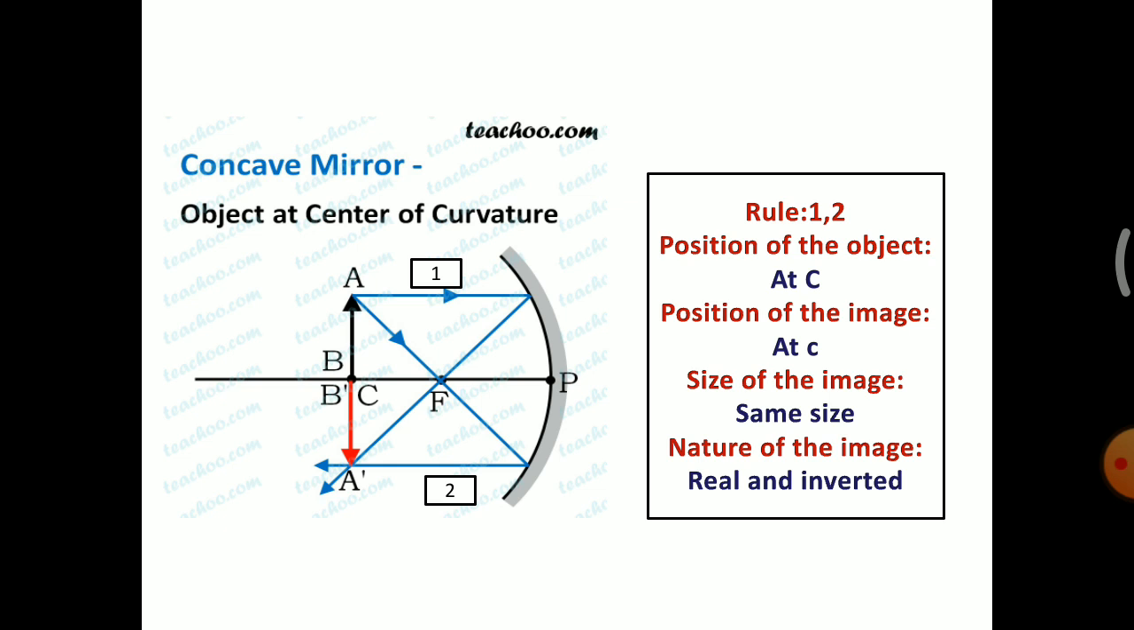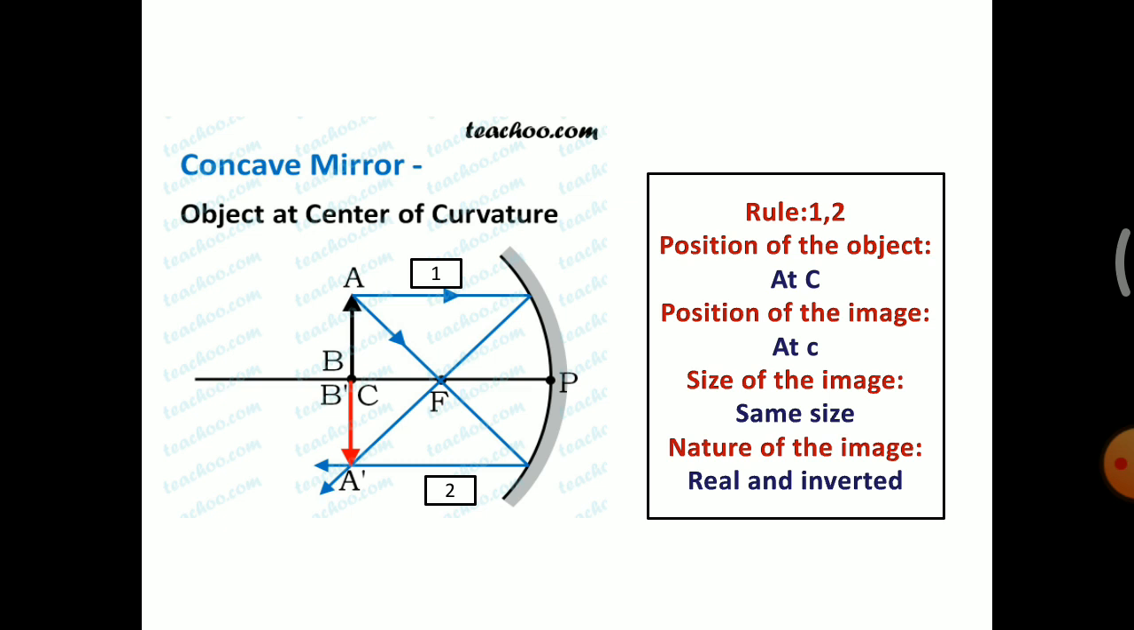The third position: I kept the object at the center of curvature. I used rule number 1. A ray parallel to the principal axis, after reflection, will pass through the focus. Then I used rule number 2. Any ray passing through the focus, after reflection, will be parallel to the principal axis. So here both the reflected rays meet at the point C. So the image is formed at C.